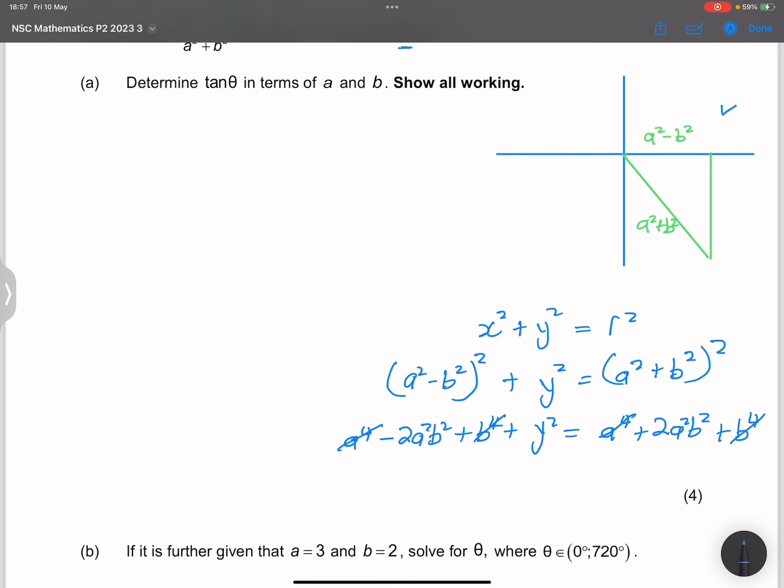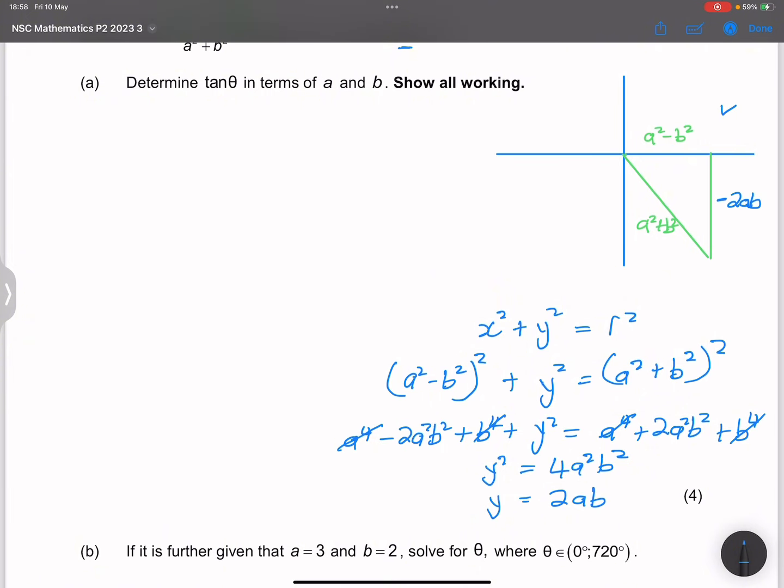And so what am I left with? I've got y squared is equal to, if I add those up, 4a squared b squared. And so y would be equal to, now note, ladies and gents, if I take the square root, 2ab. That would be plus or minus, but remember we're in the fourth quadrant, so this would be minus 2ab.